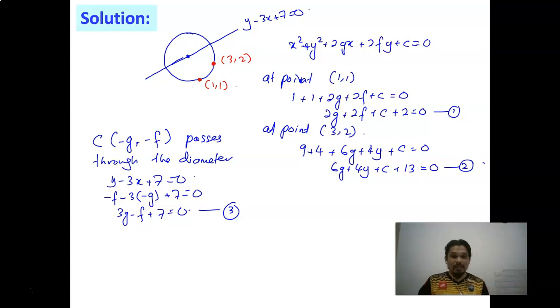Okay, there are 3 equations. The only thing here is this with 3 variables of g, f, and c. Or why they put y here, it is supposed to be f. Okay, sorry.